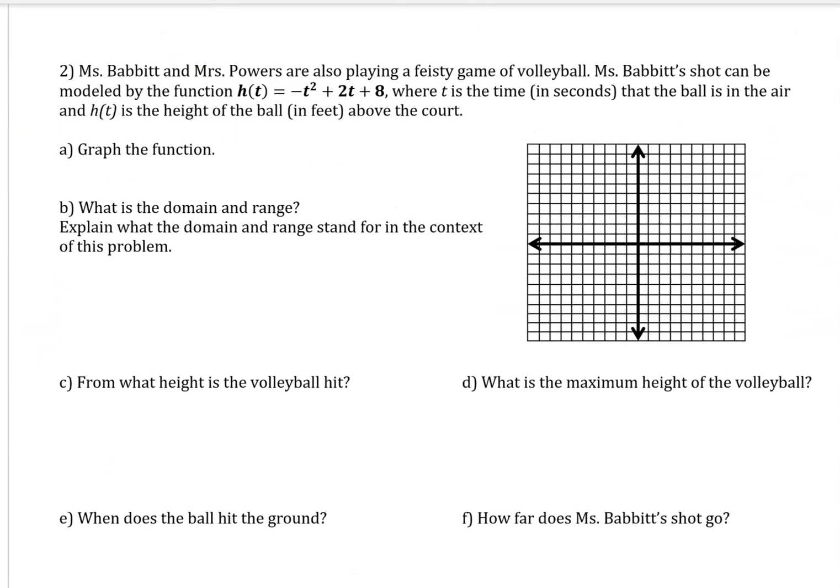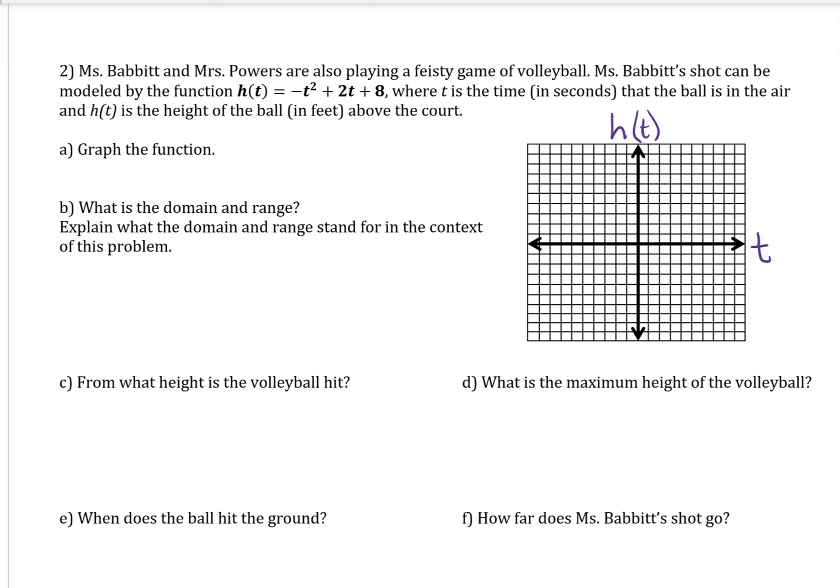Next problem. Ms. Babbitt and Mrs. Powers are also playing a feisty game of volleyball. Ms. Babbitt's shot can be modeled by the function h of t equals -t squared plus 2t plus 8, where t is time. So this is our new x. We're using t for time instead of x for distance, horizontal distance. And h of t is the height of the ball at a given time t.